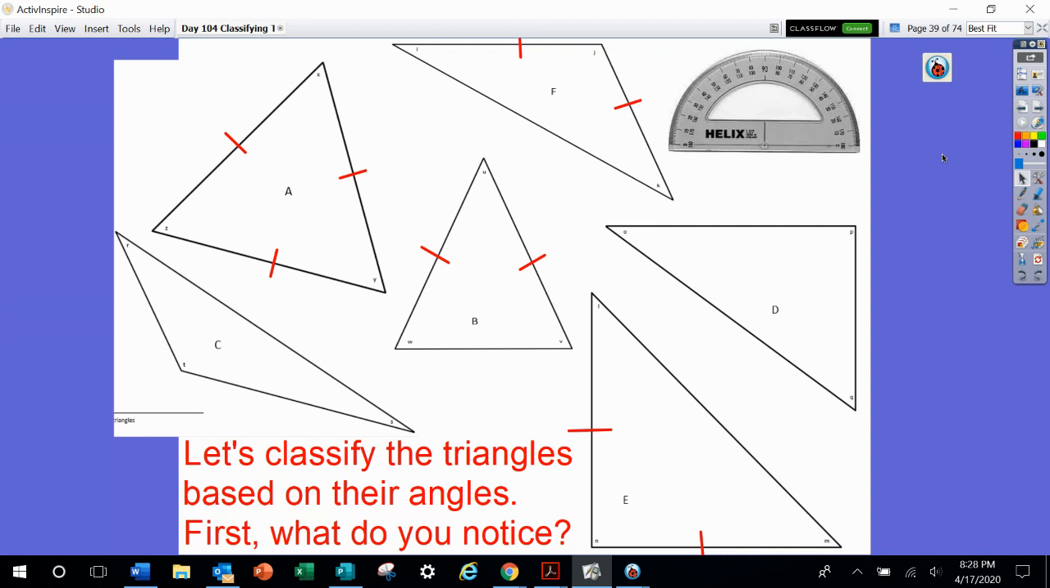Okay, so let's look at these triangles. Think of things that you notice about the angles. And by angles, what I mean is let's look at triangle B right here in the center. I'm talking about the angle made by this line segment here and this line segment here as they go out from their intersecting vertices. That's the corner that they touch. Okay? So what do you notice about these triangles? Are all those angles the same? Is this angle the same as this angle? And the same as this angle? What are you noticing?